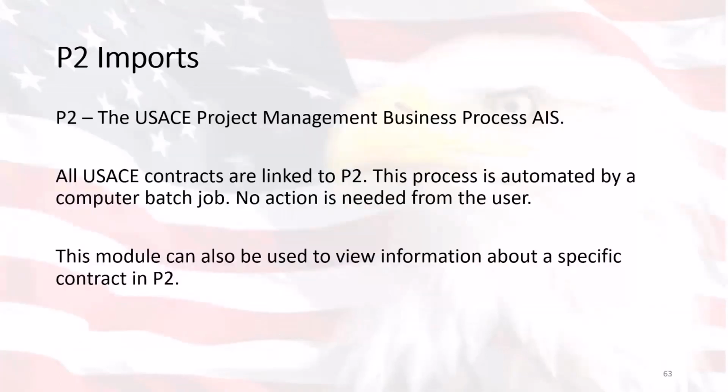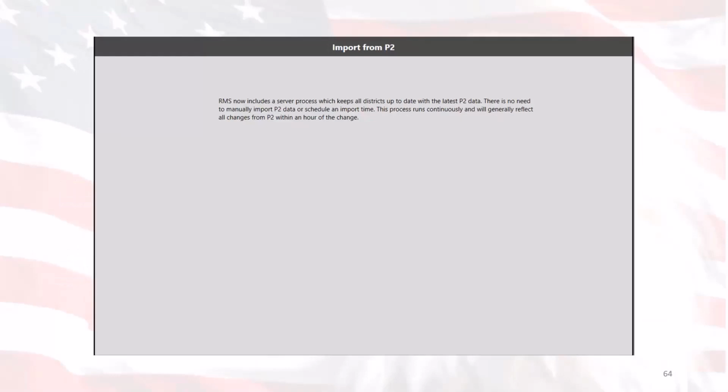The first one we'll take a look at is the P2 section. P2 imports, that's the USA's PMBP, or Project Management Business Process AIS. All USA's contracts are linked to P2. This process is automated by a computer batch job, so no action is needed from the user. This module can also be used to view information about a specific contract in P2. So you can note that above, import P2.